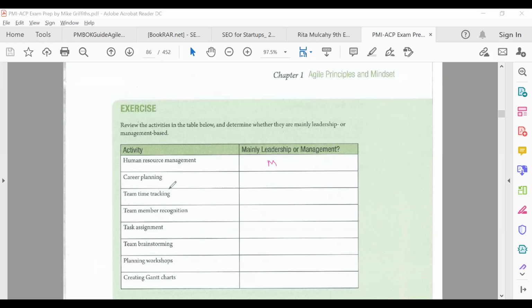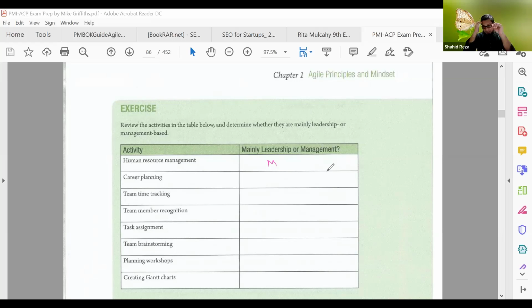Career planning. Leadership or management? Leadership. Management, sir. Leaders try to, or not. So they will try to push you up on your career ladder. So this is actually leadership, career planning. Team time tracking. Leadership.